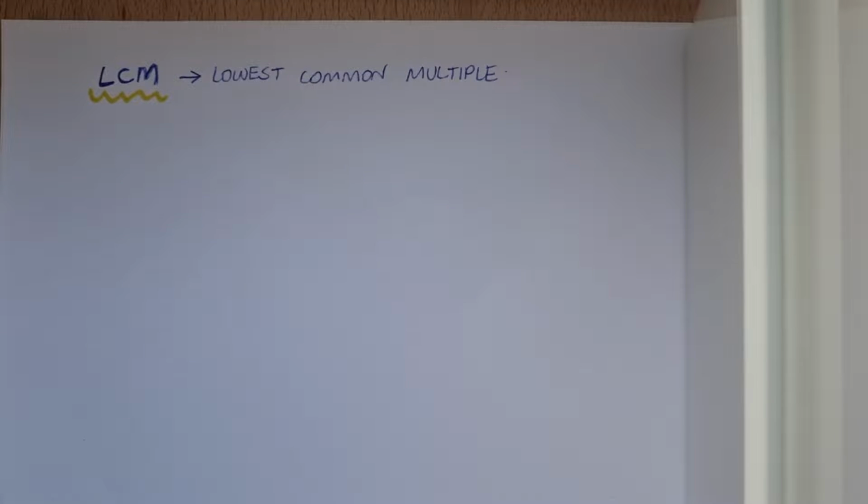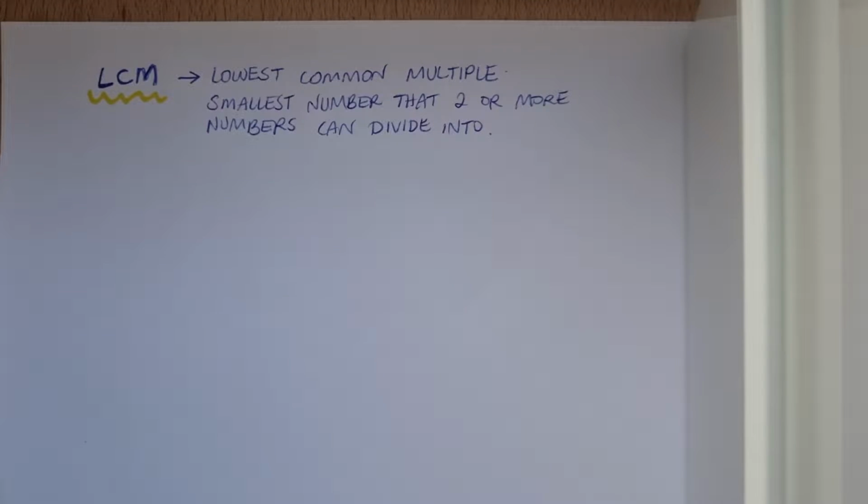This video is on how to find LCM using prime factors. LCM stands for lowest common multiple. This is the smallest number that two or more numbers can divide into. For our first example, let's find the lowest common multiple of 12 and 20.